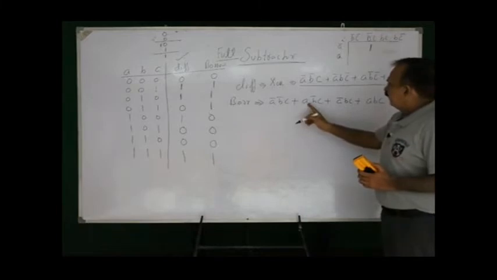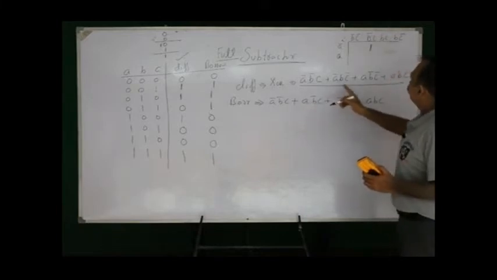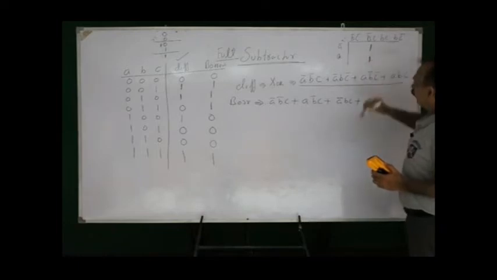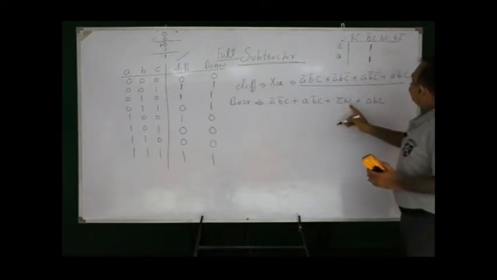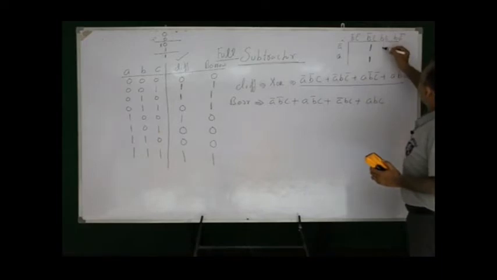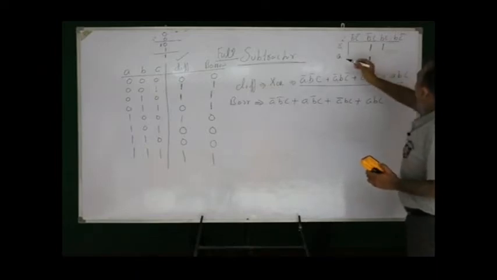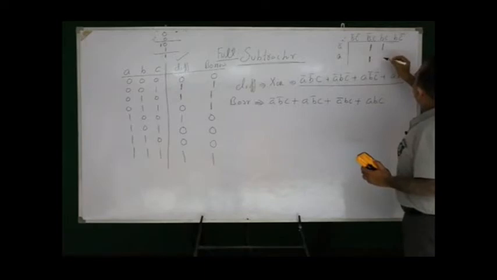The next is A, B bar, C. This entry will be 1. Next is A bar, B, C. I hope this entry will be 1. And the last is A, B and C. The last entry will be A, B, C.